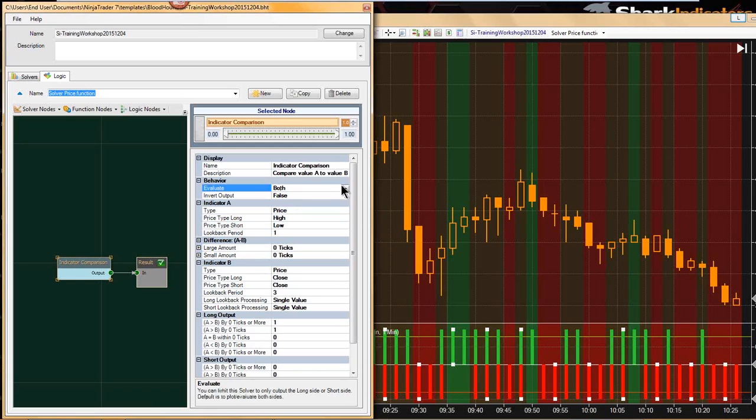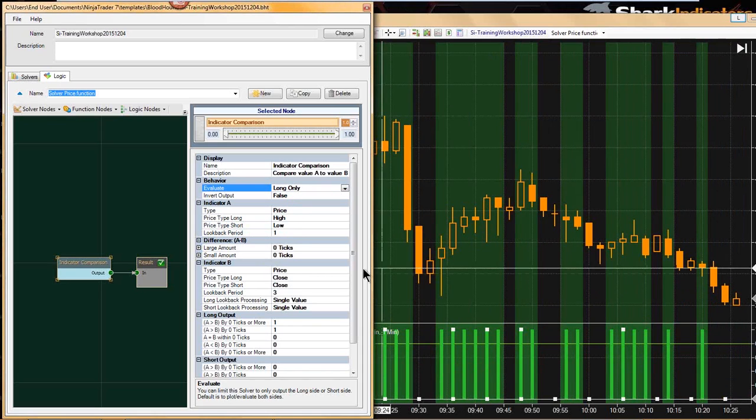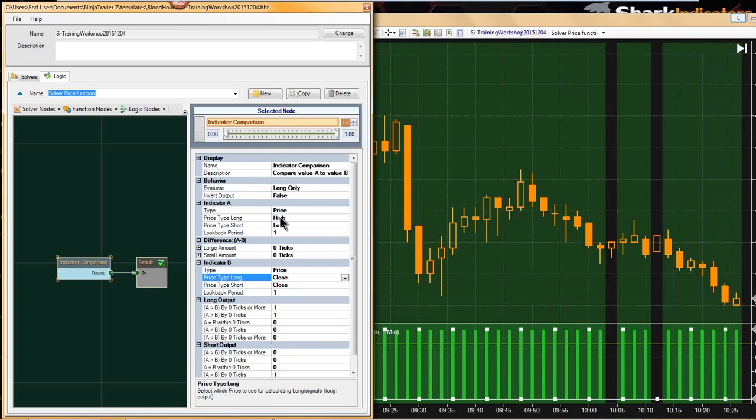So let's just look at the longs here. I've set this solver up pretty simply. Let me set this back to 1. For the long condition, what we're looking at is if the high price is greater than the closing price, then we're going to get a long output here, according to how the outputs are set.